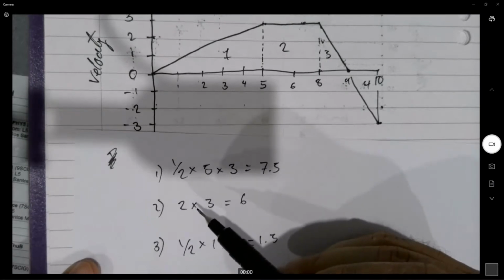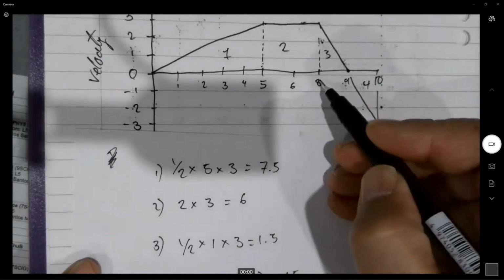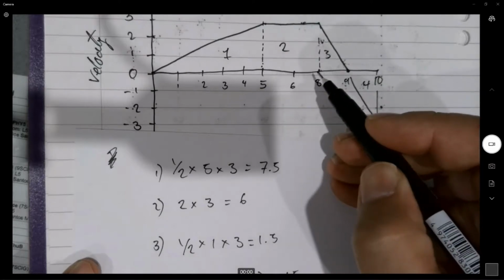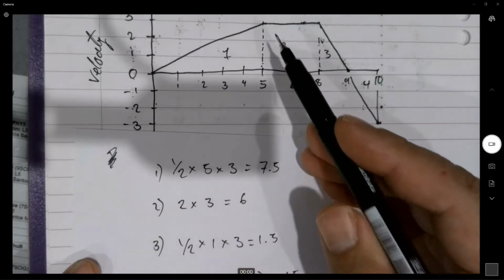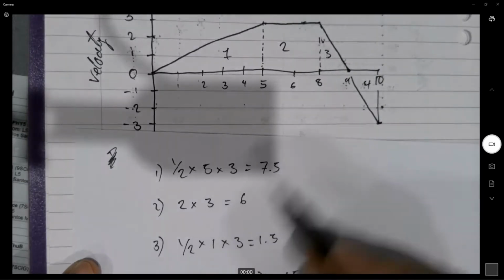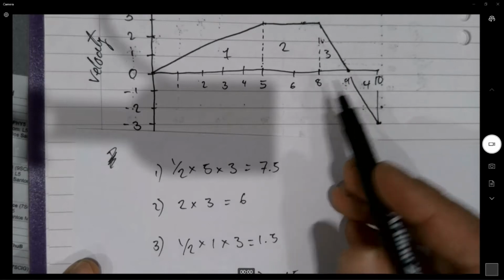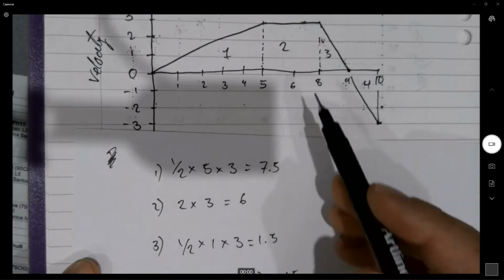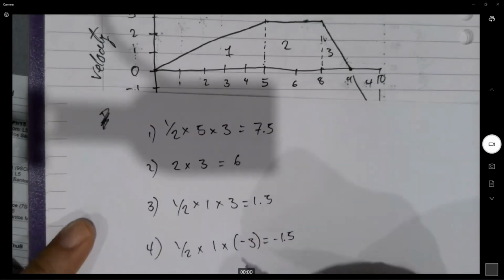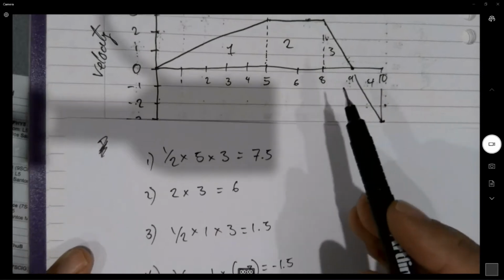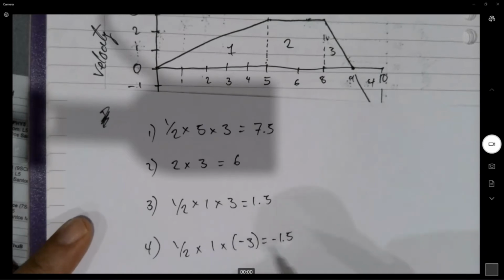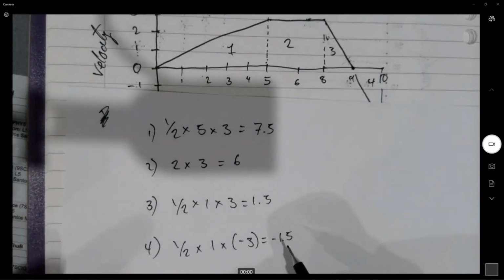For area number 2, we've got a rectangle. We don't have 8; we have from 5 to 8, which is 3 units. So 2 times the height, which is 3, gives us 6. We've got another triangle: half times 1 times 3, which is the height, gives us 1.5. Now the last area, number 4, is again half times 1 times negative 3. So negative 3 is very important, because you get told that that's a negative value.